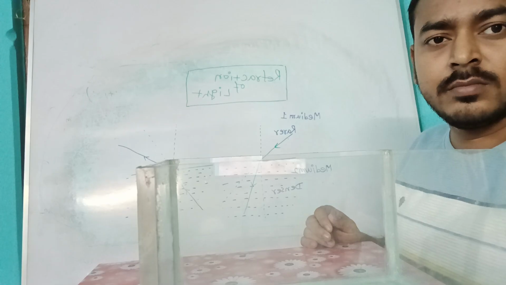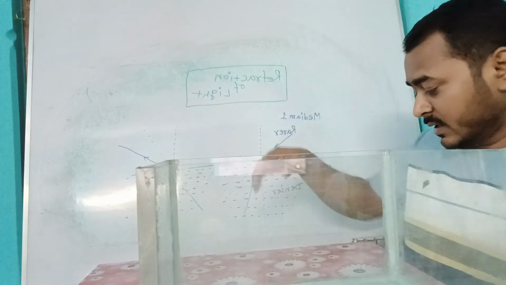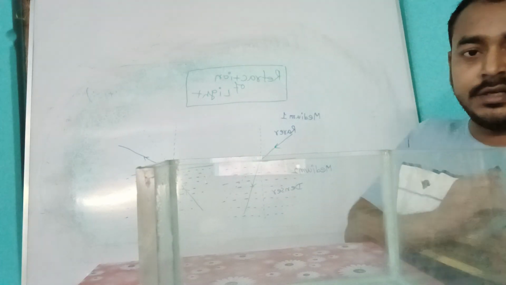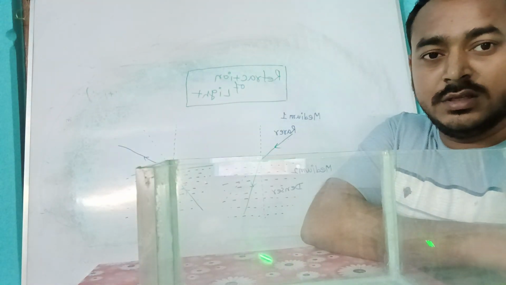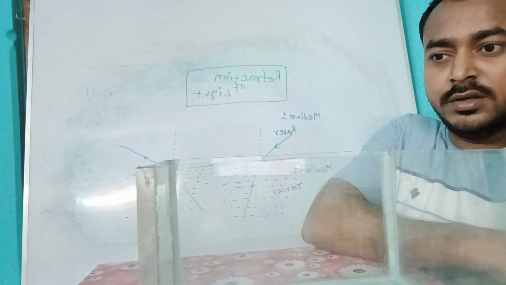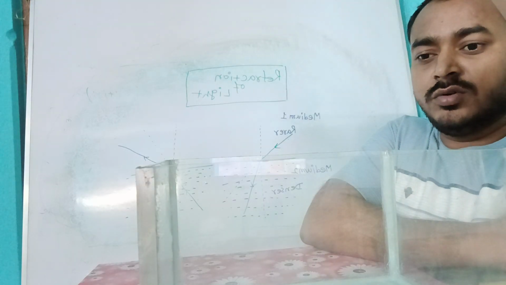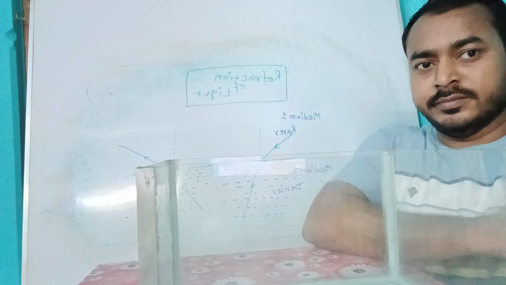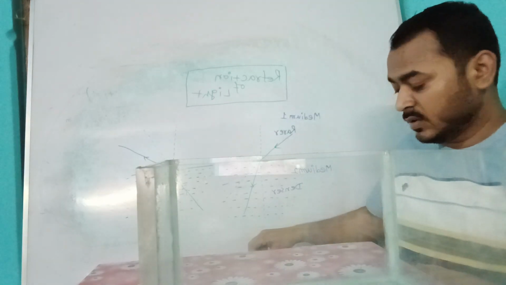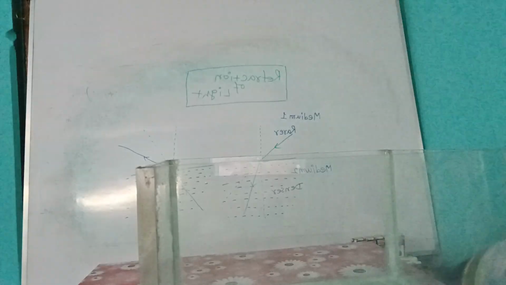Okay. So now let me do one thing. Let me put some water inside this container, and we will observe what the path would be. You can see the light travels along a rectilinear path. So that is the rectilinear path, and there is no deviation. Now let me put some water into this container.